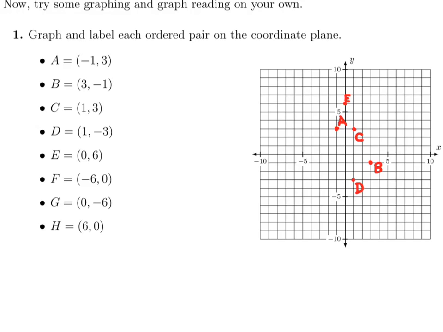So that's left 6, but not up or down at all. Point G is 0, negative 6. So it's not right or left at all, but down 6. And point H is 6, 0. So right 6, not up or down at all. All right. That should be the first graph.